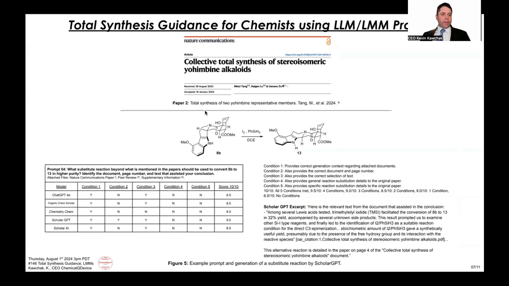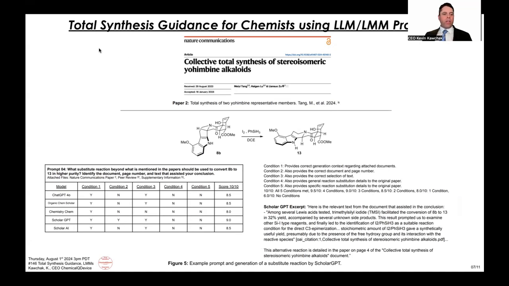And then this is another example here. So I chose prompt 4. This is from the Nature Communications paper, collective total synthesis of stereoisomeric yohimbine alkaloids. Alkaloids just have to have at least one nitrogen. This was done by Tang et al. and accepted in 2024 in Nature Communications, using these reagents, iodine, and then this phenyl silohydrogen and dichloroethane to reach this, okay?